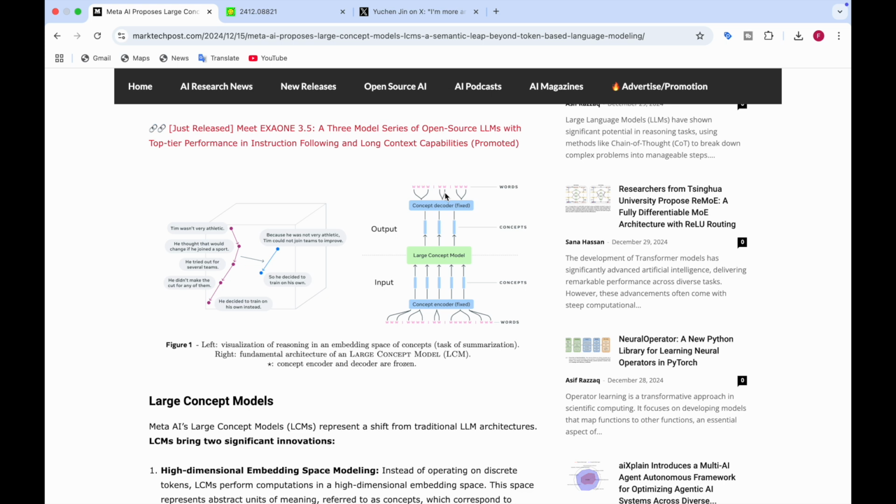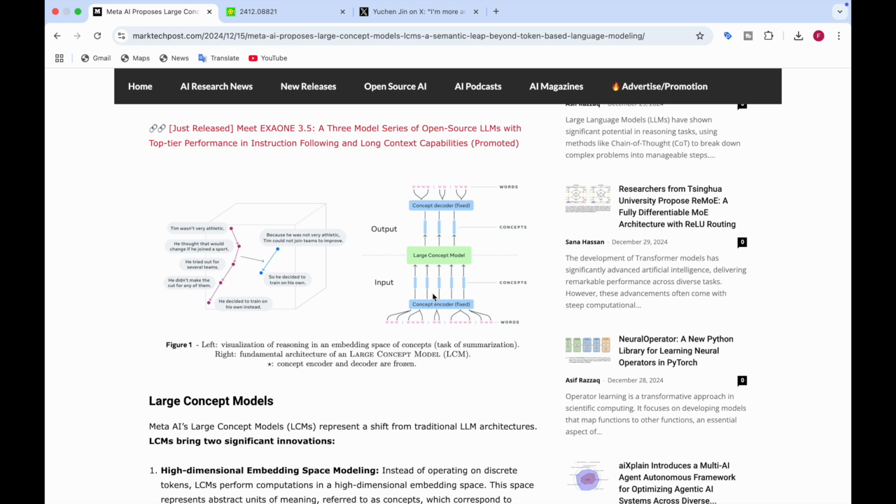One of the best parts is that the concept decoder and the concept encoder are frozen. They said that it's frozen, meaning it's fixed. They do not change. And once they're trained, they can be reused and adapted to different languages or modalities without having to retrain the whole model. How flexible is this?